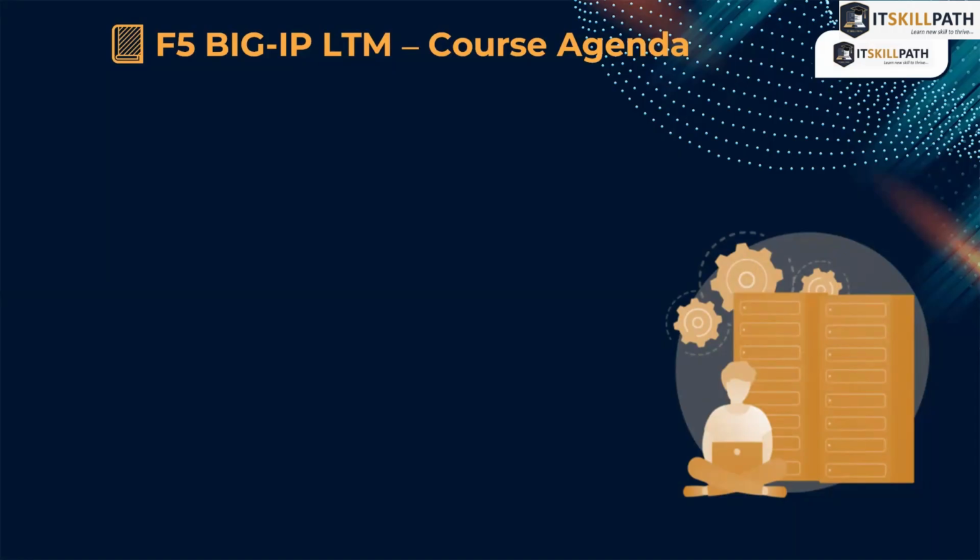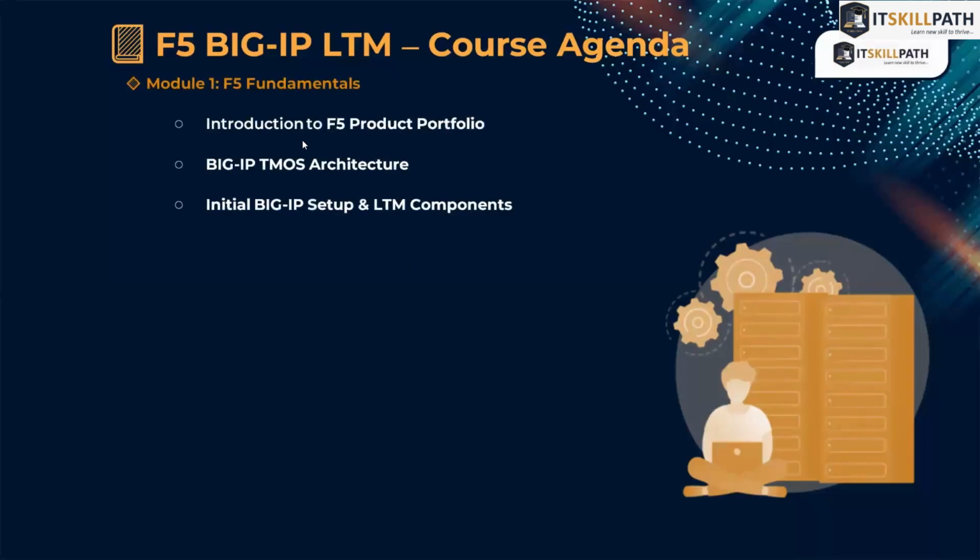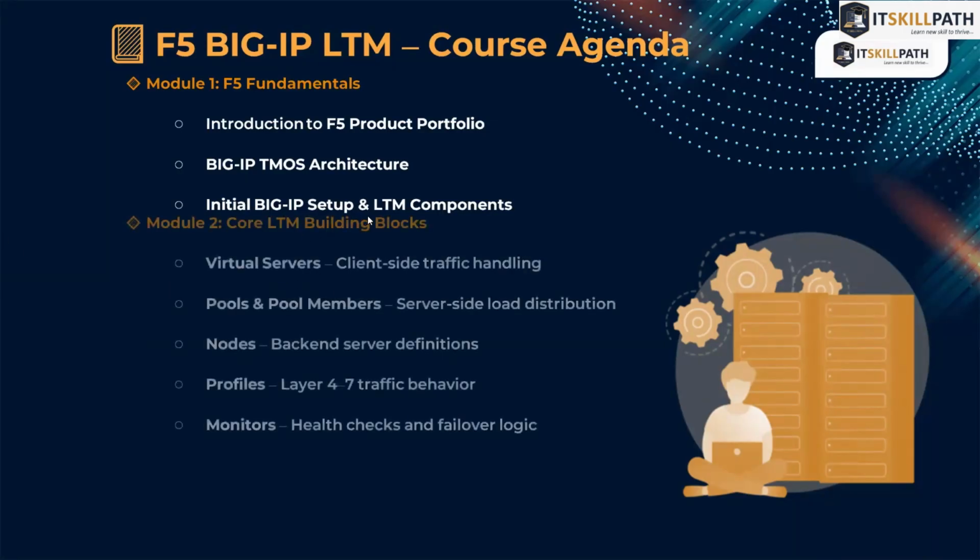In the course agenda, I'm covering only what I'm going to cover during the class. There are six modules. First will be F5 fundamentals. The introduction of the F5 portfolio means what F5 is, what the portfolios are, and how many modules are available in F5 LTM. Then initial BIG-IP setup and LTM components: how we do the initial configuration, how we request the license, and how we do the licensing, which we'll be covering from 11 to 1 in the class. After this, a few other folks will also be joining.